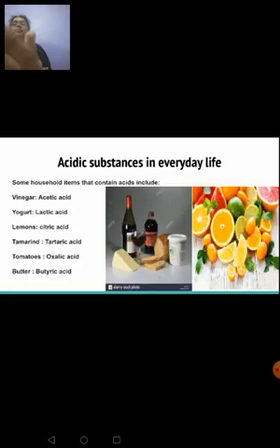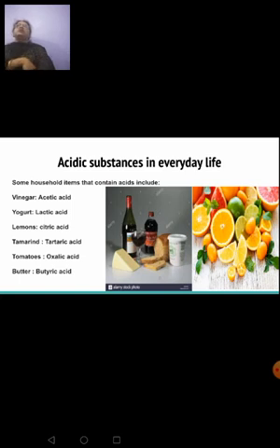Now we will learn about acidic substances in everyday life, or in other words, as I told you just now, we'll be learning about organic acids that are edible by nature, meaning that can be consumed. Your vinegar contains acetic acid, so we consume vinegar, so it contains acetic acid. So acetic acid is an edible acid, or you can call it an organic acid.